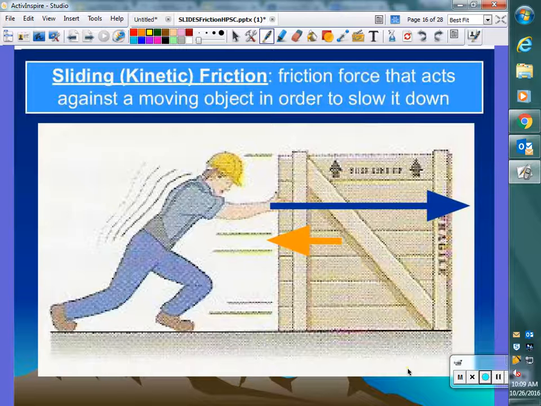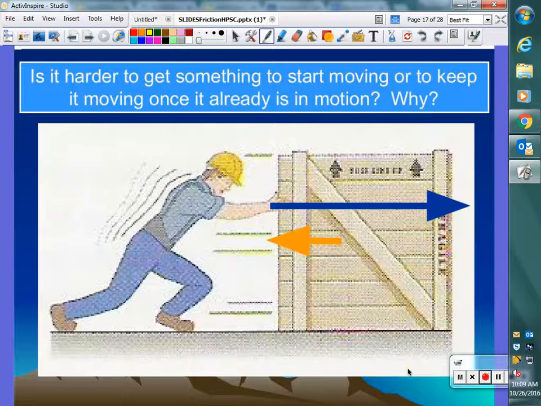Yeah. Easy. Focus here. Kinetic friction. All right. Question. Is it harder to get something to start moving or to keep it moving once it's already in motion? Have you ever tried to move a couch across the carpeted floor in your living room? Is it harder to get it to start going or once it's already going? It's harder to get it to start going, right?